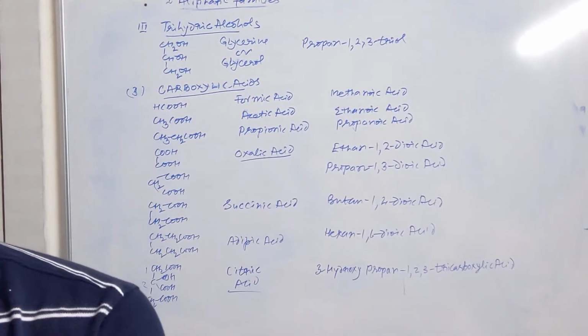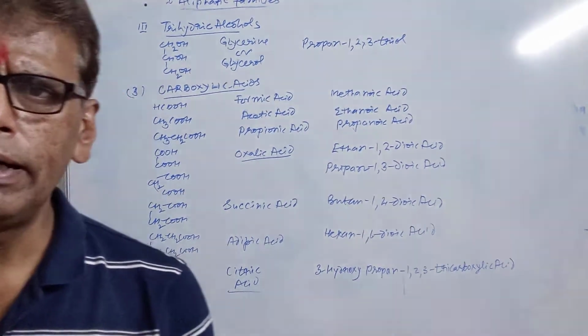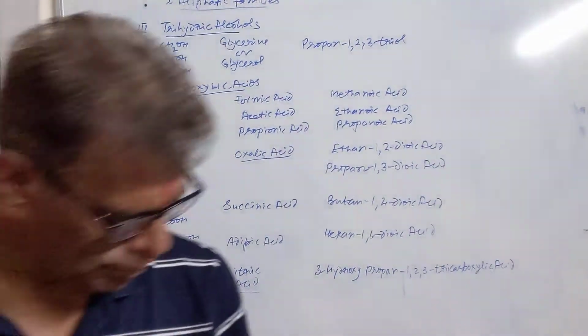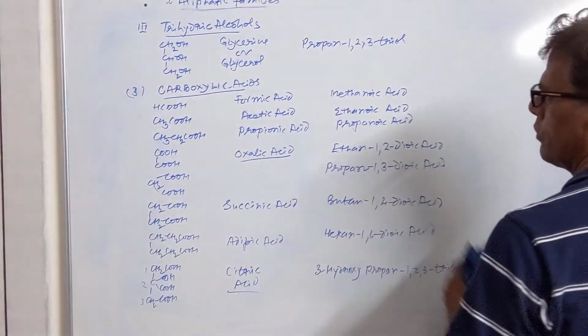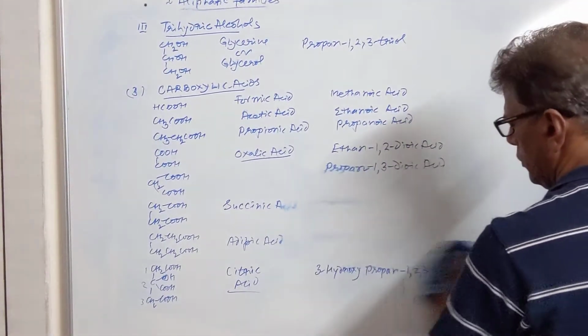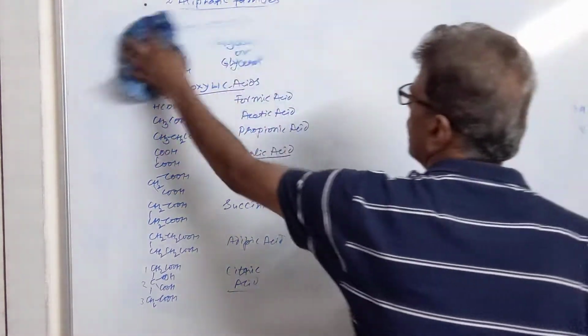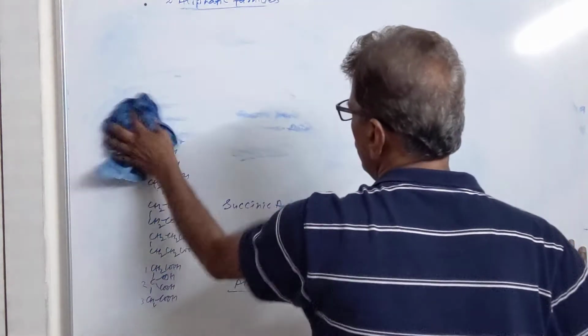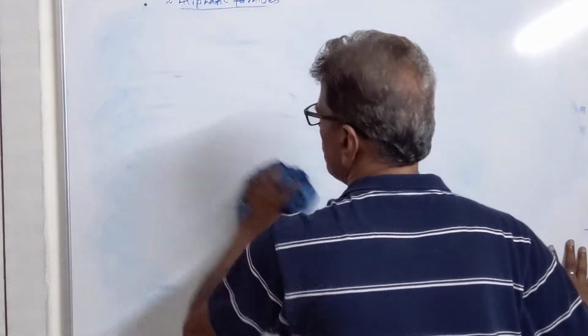Now we come to another class, that is derivatives of carboxylic acids. So we have four classes of derivatives of carboxylic acids.